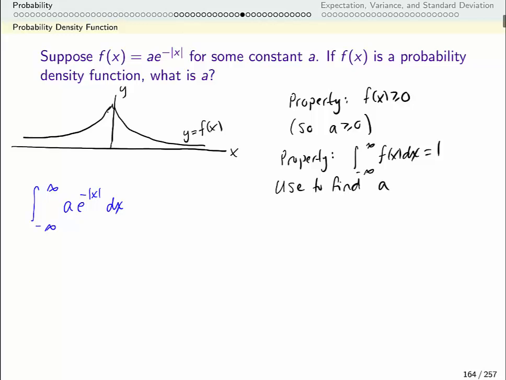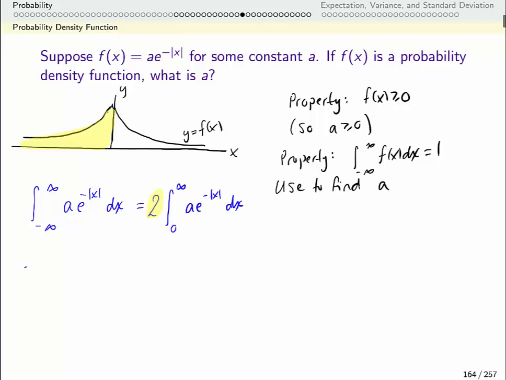In order to keep from doing two separate integrals with positive x and negative x, I'm going to take advantage of the fact that I have a symmetric function. The right-hand side and the left-hand side look exactly the same. So I'm going to first rewrite this as 2 times the integral from, let's say, 0 to infinity, a e to the minus x dx. So I'm taking this area on the left of the curve, and instead of computing it separately, I'm saying that's the same as the area on the right. So I'm computing the area on the right and multiplying it by 2.